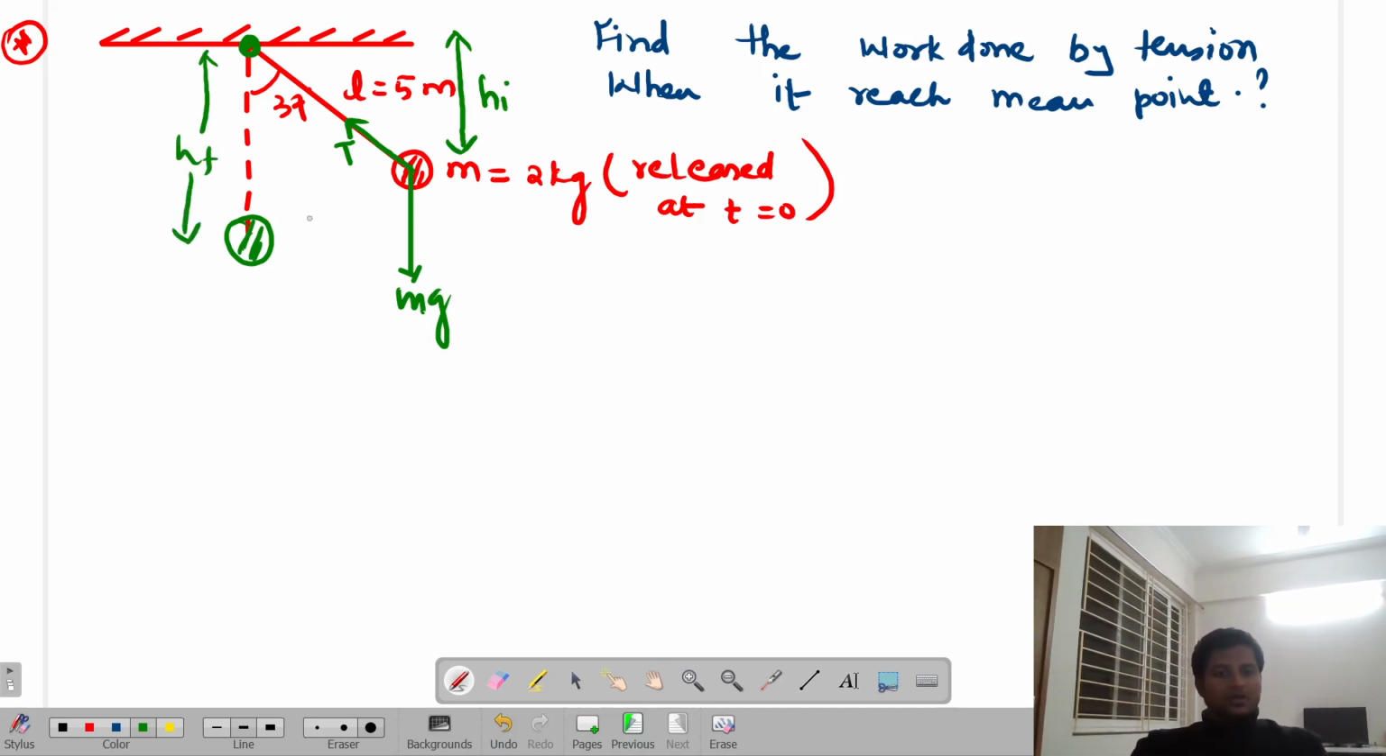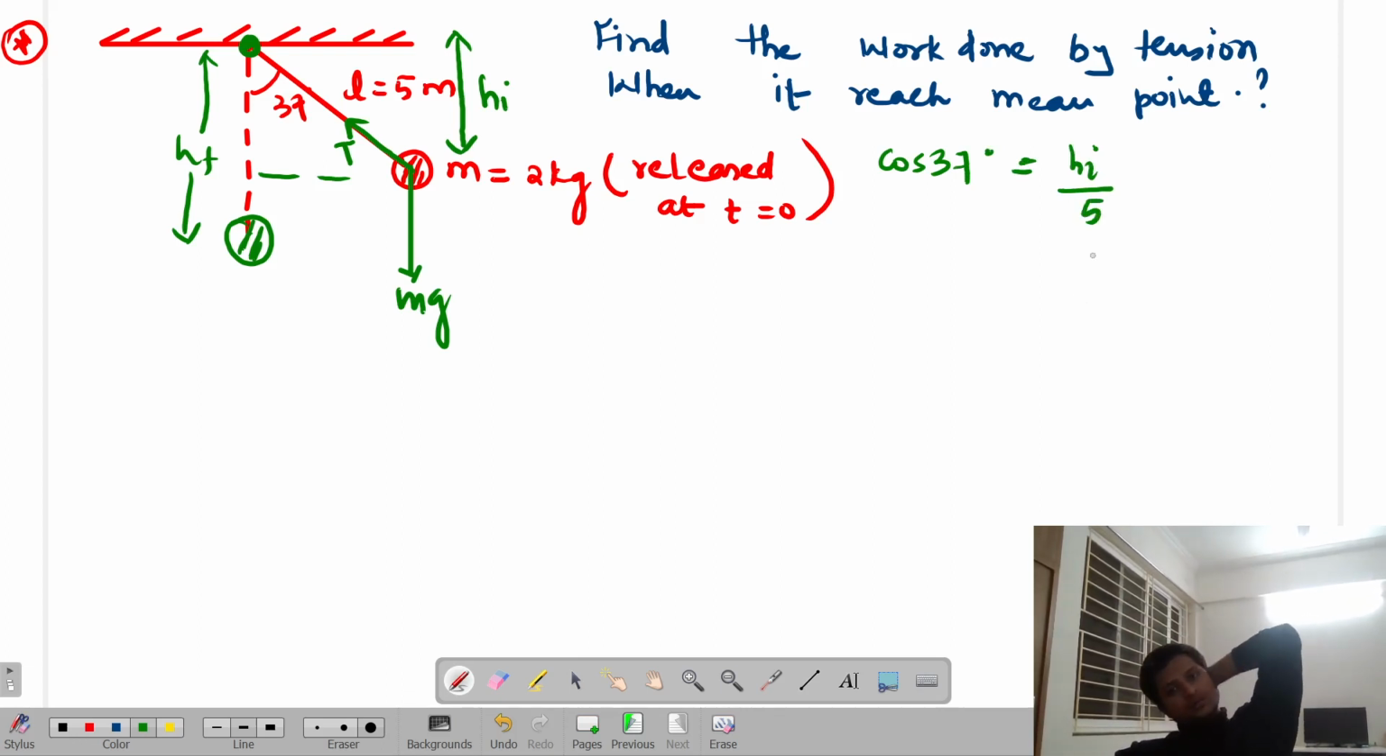Are you able to get me? So if this is 37 degrees and the length is 5 meters, can't I find this initial height? What will be the relation? I can write cos 37. I can write cos as base by hypotenuse for the initial height. Hypotenuse is how much? 5 meters. Cos 37 is 4 by 5. So the initial height was how much? 4 meters with respect to the reference point. Are you able to get me or not?